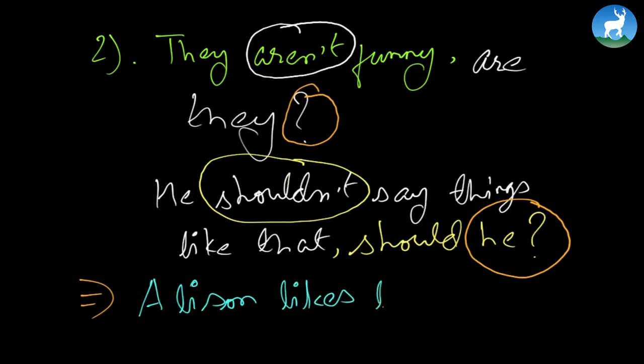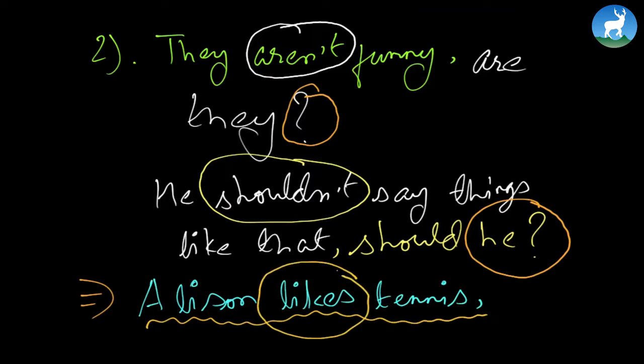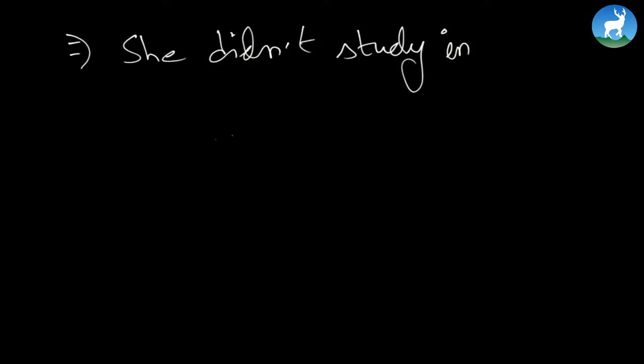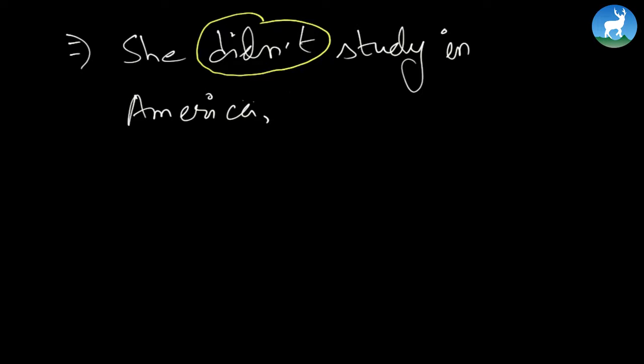Let's go with a few more examples. "Alison likes tennis." You can very well tell that this statement is positive, and in this case we'll have to figure out which tense the statement belongs to. It's simple present, so the question tag must come negative, and we must use the auxiliary of simple present: "Alison likes tennis, doesn't she?" Let's go with one more example. "She did not study in America." Here we bear in mind the simple past, and since this statement is negative, the question tag will always be positive: "She didn't study in America, did she?"